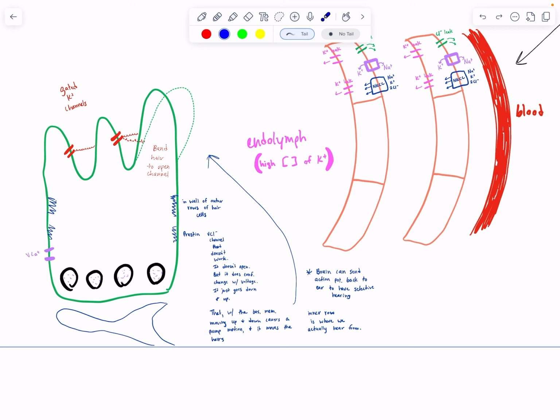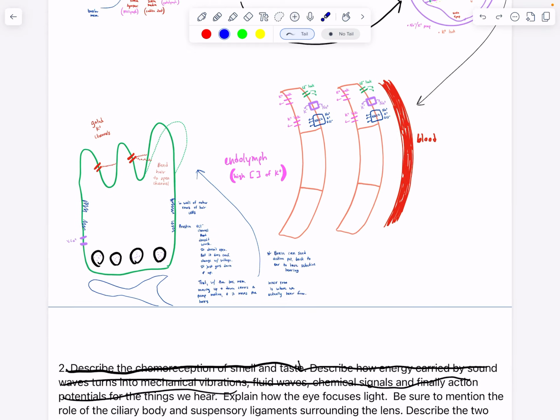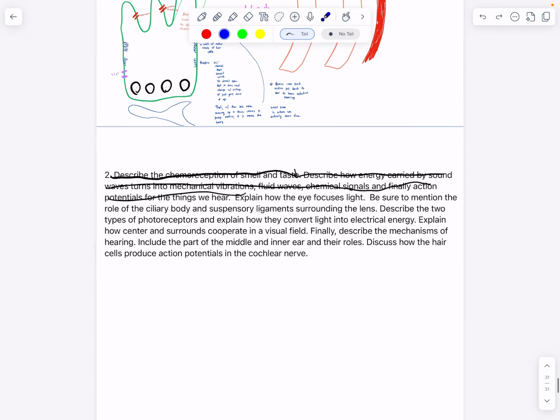So that's the physiology of hearing. I know I asked about it later, so let's cross this out first. Okay, let's skip down here to describe the mechanisms of hearing, including the parts of the middle ear and inner ear and their roles. Discuss how the hair... Okay.